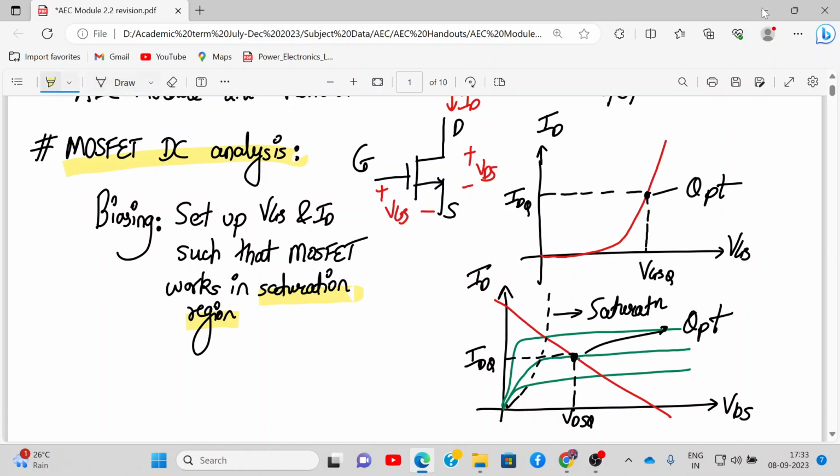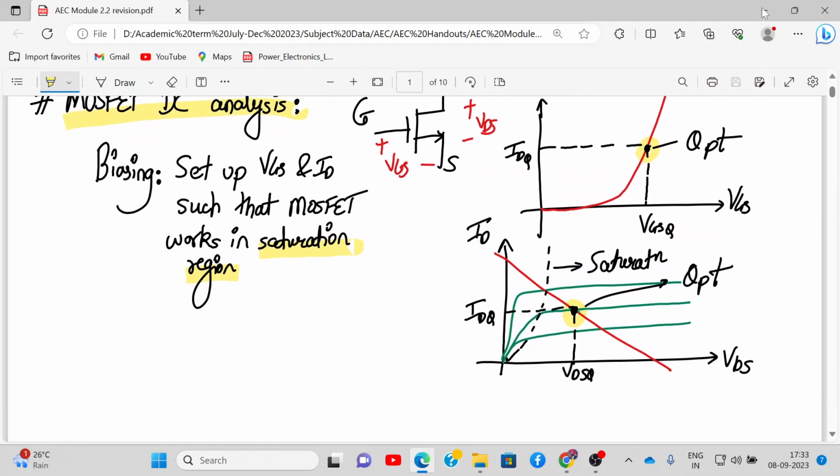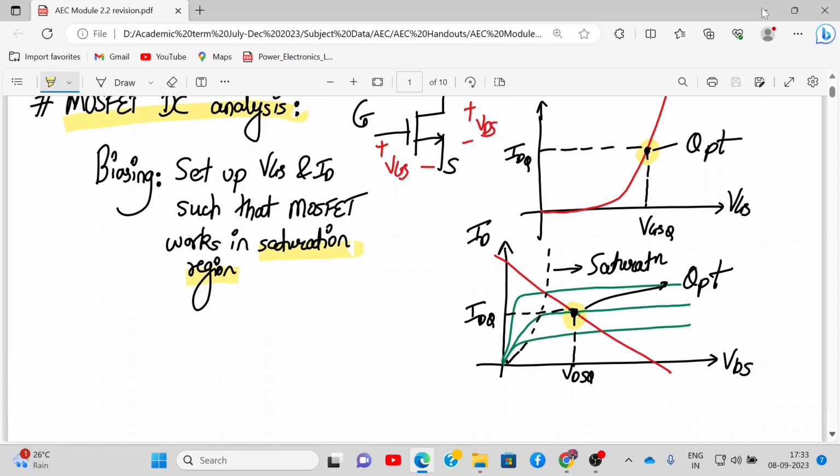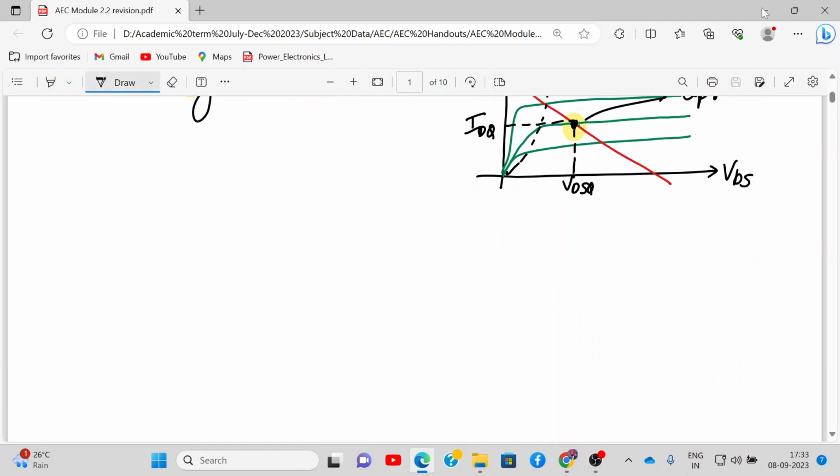So I need to decide the Q point such that the MOSFET operates in the saturation region. Are you following, everyone? Is this clear so that I can move on to the next one? You have all understood what biasing means: setting up VGS and ID such that the MOSFET works in the saturation region. Is this clear? Yes, sir. We'll go to the next point.